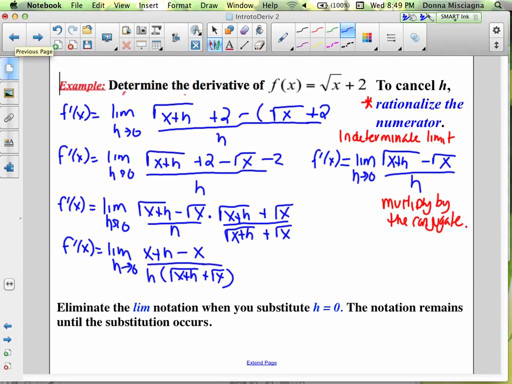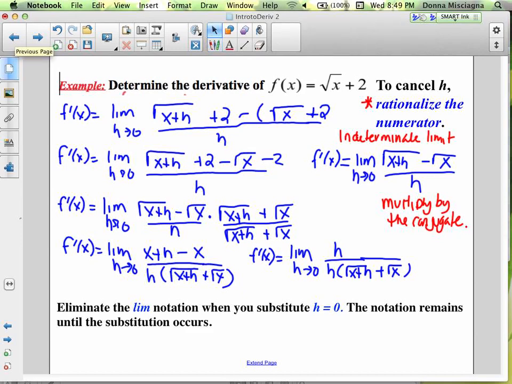Oh, look at that. The x's are going to cancel out. So f prime of x equals the limit as h approaches 0 of h divided by h times the square root of x plus h plus the square root of x. And now you see why I said don't distribute the h, because we're just going to cancel them out anyway. And there's our problem, right? That h is what's causing the problem. That's what gave us the indeterminate limit.